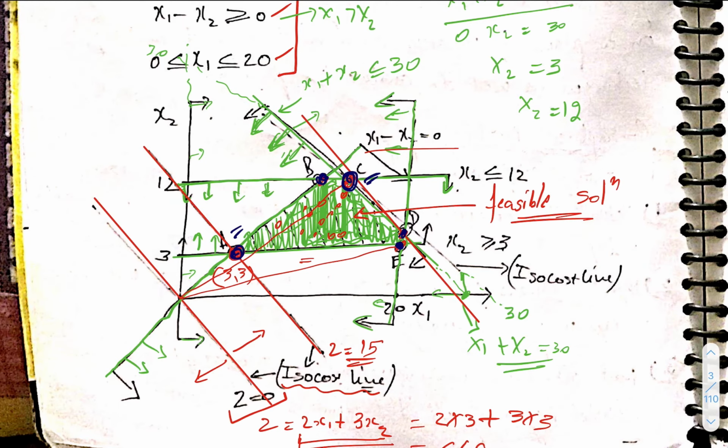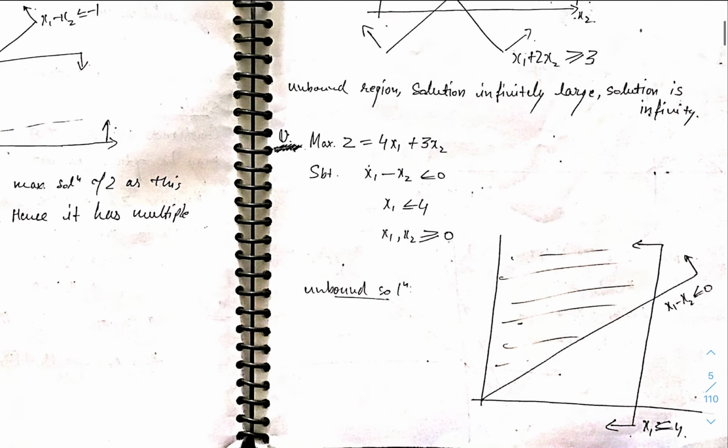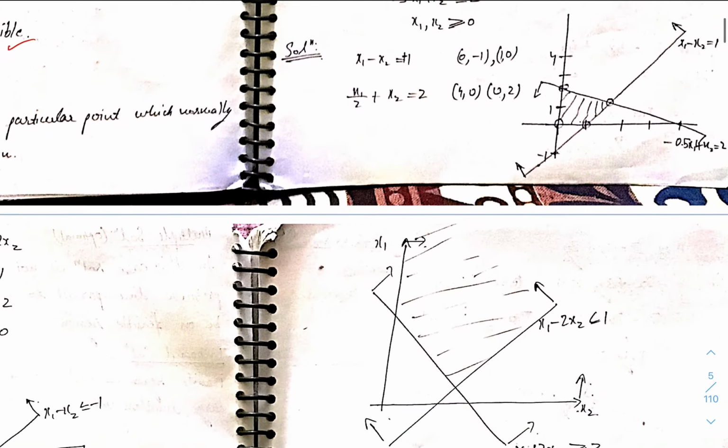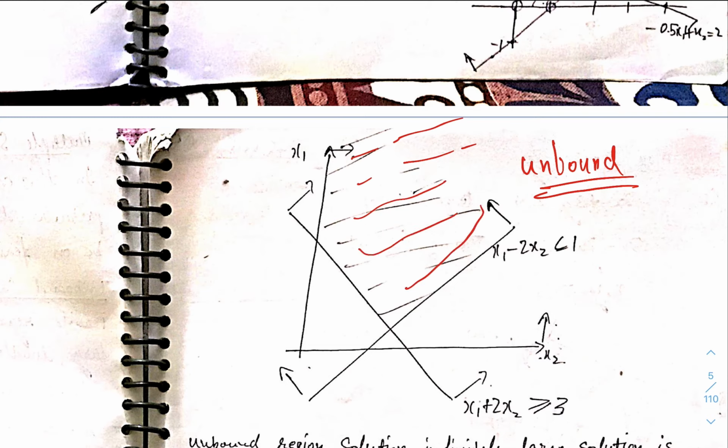But sometimes our equations are such that, like I will show you, unbounded. Yeah, like in this one. This is unbounded. What unbounded means is that this area has no limit. It will keep on increasing. As you keep increasing the values of the coordinates, your solution will keep getting optimized. There is no limit to the values of x1 or x2 at which you get the optimum solution.